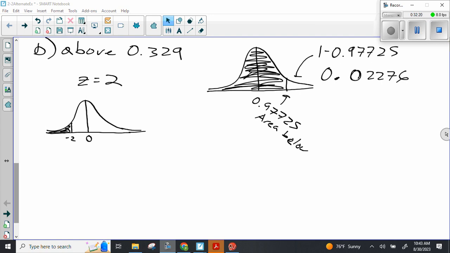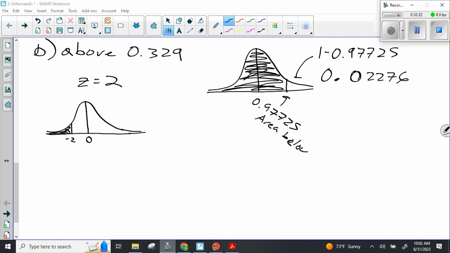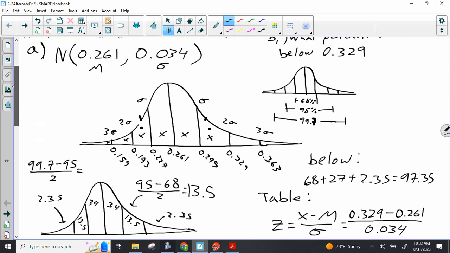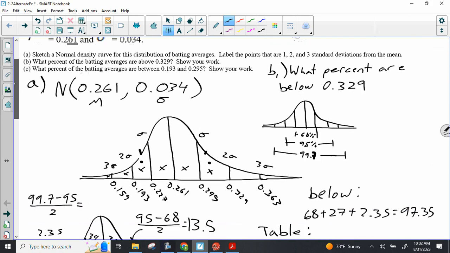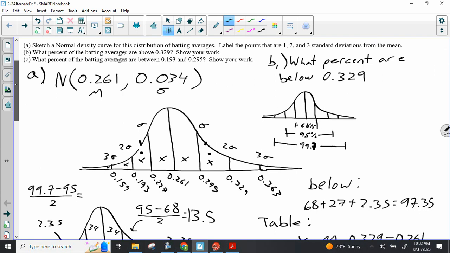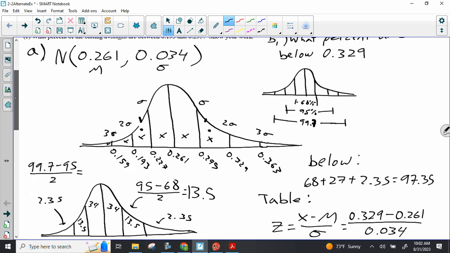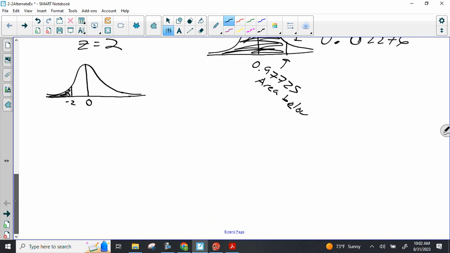All right, so now we'll look at C. C was asking for an area, the percent of batting averages between 0.193 and 0.295. So I'm going to go ahead and 193 and 295 is what it says. 0.193, 0.295.